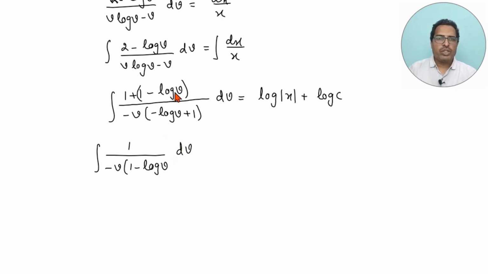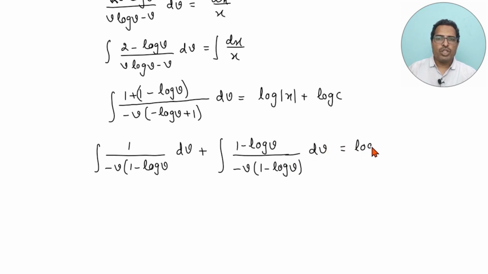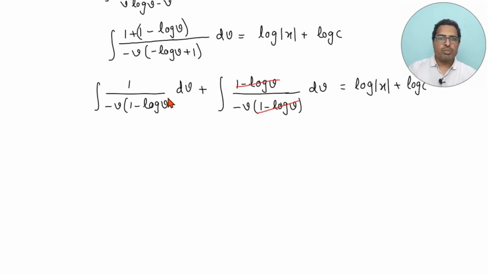Like this 1 minus log of v I will try to separate, plus again apply the integral of 1 minus log of v divided by the entire denominator, that is minus v into, first I will write 1, then log of v, 1 minus log of v times of dv is equals to, this is log of mod x as it is, plus log of c. We can observe that 1 minus log v, 1 minus log v will cancel out. Just close bracket over here.